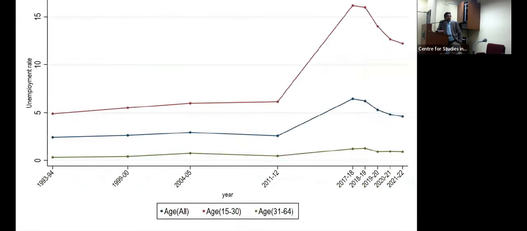So this is essentially the unemployment rate. And what we can see, again, starting from 2011-12, if you look at 2017-18, there was a bit of a spike. This is for all ages, right? This is the spike in the unemployment rate, and the red one is for the youth, the 15 to 30 years of age, and this is for the older workers, right? So clearly there was an upward movement here, and after that there has been a turnaround, right?